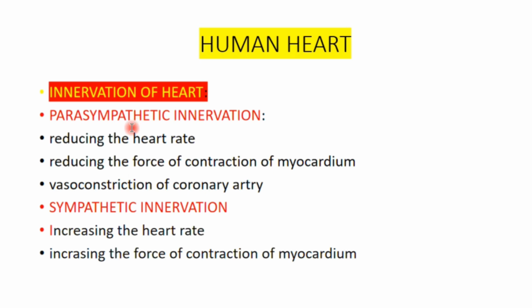Parasympathetic innervation is responsible for reducing the heart rate, reducing the force of contraction of the heart, and vasoconstriction of the coronary arteries. Sympathetic innervation is responsible for increasing the heart rate and also increasing the force of contraction of the myocardium during the fight or flight response.